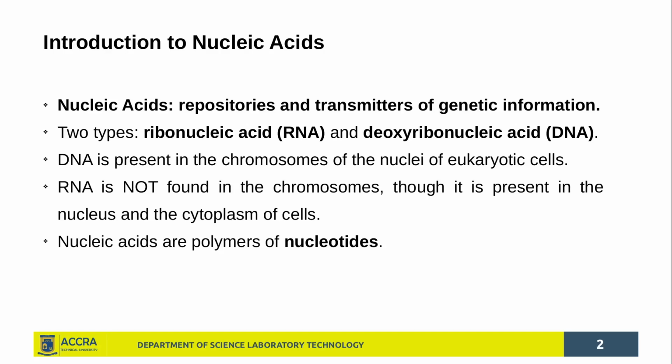These nucleic acids are divided into two types, being the ribonucleic acid and the deoxyribonucleic acid. As we continue, we will see the differences between these two types of nucleic acids. Then we'll also see the structure of nucleic acids being polymers of nucleotides. So we'll see the structure of nucleotides, the basic building blocks or the monomers of nucleic acids.